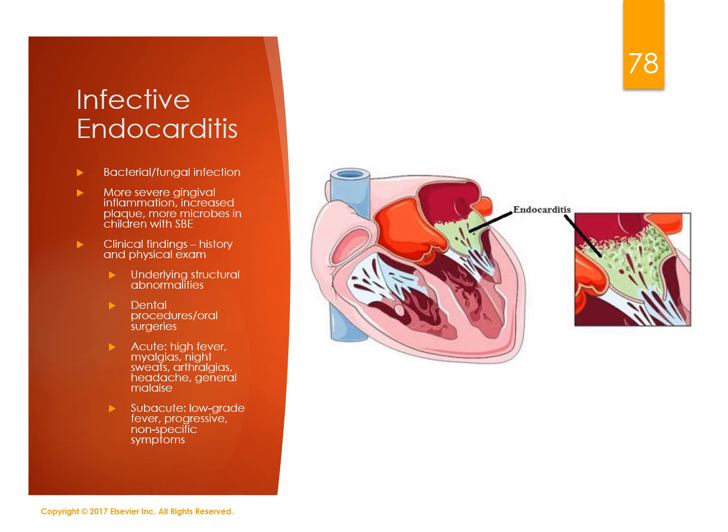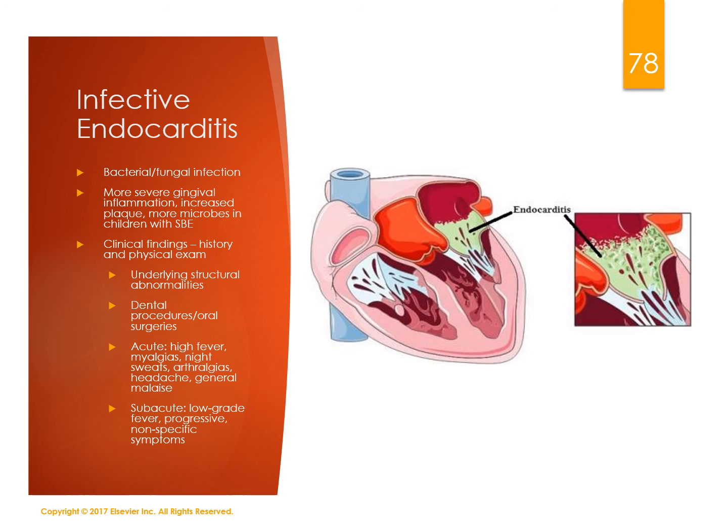So now we're going to talk about infective endocarditis, and this is a condition that's a bacterial or fungal infection that invades the endocardial surfaces of the heart. It is more severe in gingival inflammation, increased plaque, and there's more microbes in children that have subacute bacterial endocarditis. Clinical findings, history and physical exam, we'll see underlying structural abnormalities. We'll see that they've had a recent dental procedure or oral surgery. If it's acute, they'll have a high fever, myalgias, night sweats, arthralgias, headache, and general malaise. If it's subacute, they may have a low-grade fever, progressive, non-specific symptoms.